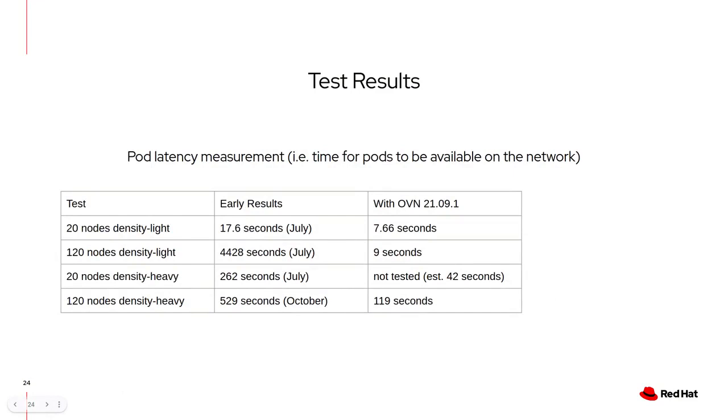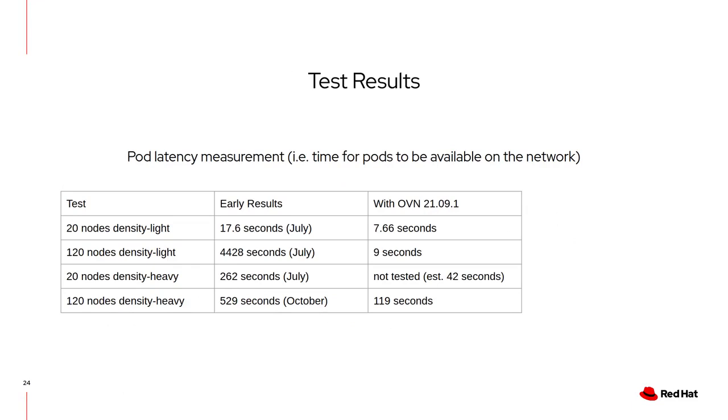And here are the results. The table here shows how early results compare to current results with 21.09.1. One clear trend is that back in July, density light tests gave dramatically different results depending on the scale. However, with 21.09.1, the pod latency barely increases even though the scale has gone up sixfold.